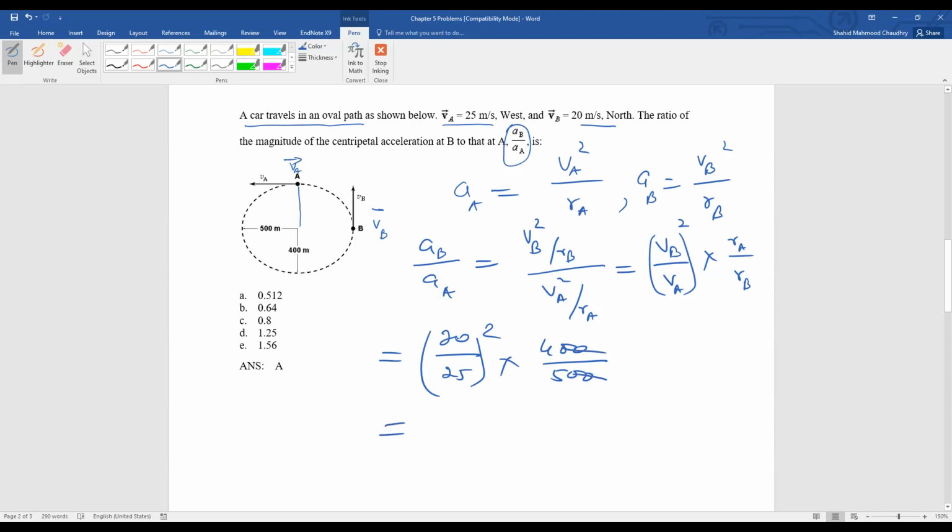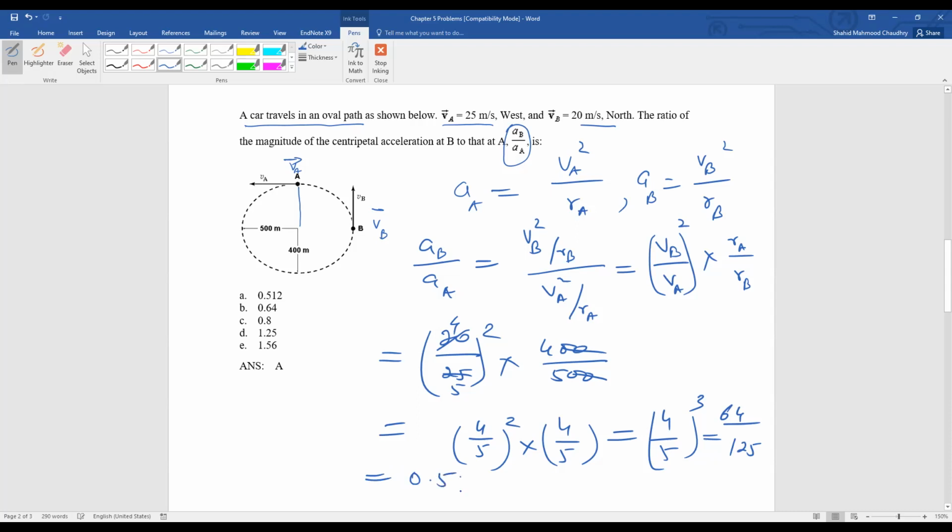This is cancelled, and you can also solve this by cutting: 5 fours are 20 and 5 fives are 25. So this is (4 over 5) square multiplied by 4 over 5, which means 4 over 5 cube. So it is 4 multiplied by 4 multiplied by 4, which is 64, and 5 multiplied by 5 multiplied by 5 is 125. When you solve this, the answer will be 0.512. This is the ratio. So here is the answer.